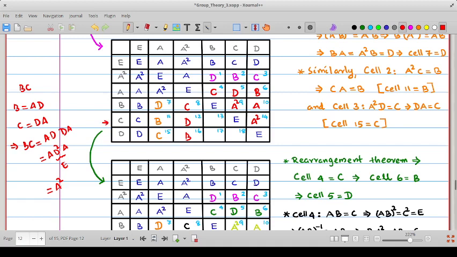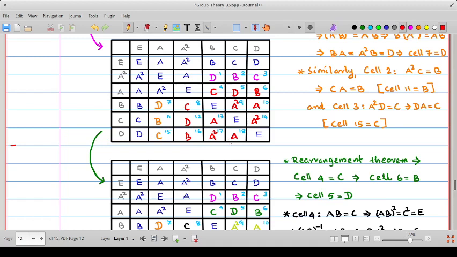Now we can look at this row. In that row, we have elements C, B, D and A square, and therefore cell number 13 should be filled with element A. Now look at this column. A, B, D, C appear here. So the only element that is not appearing in this column is A square, and therefore there should be A square. And similarly, looking at this row, we can see that this should be equal to A.